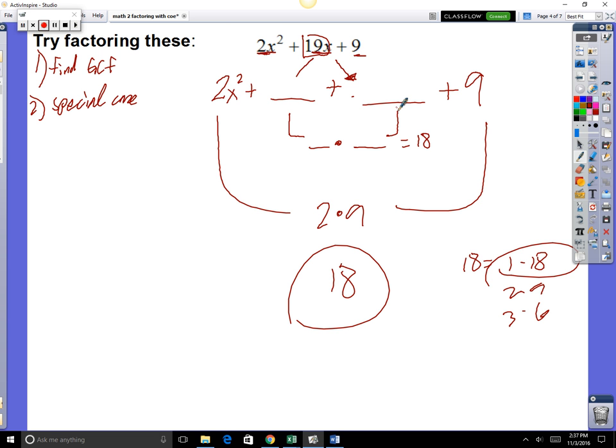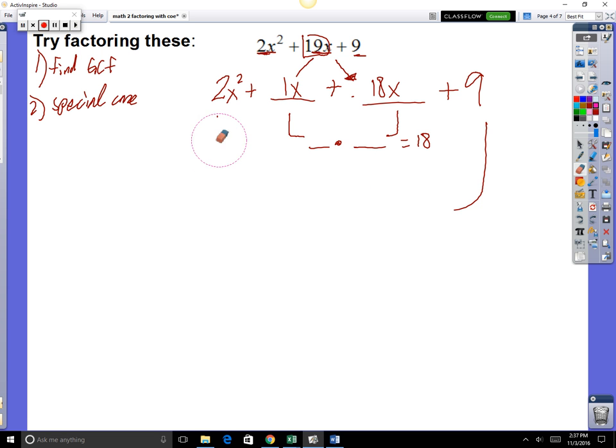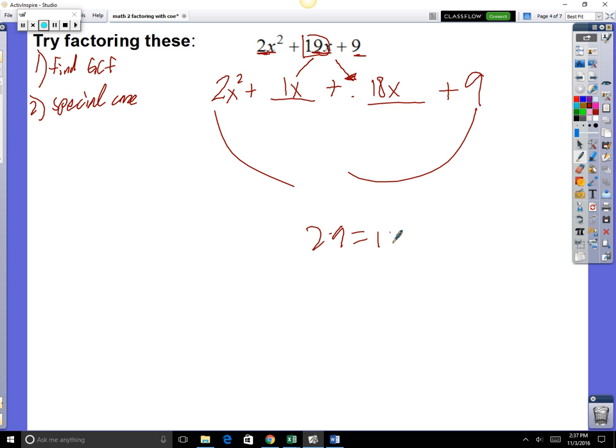And it does not matter where you put them. I can put the 18 here and the 1 here. Doesn't matter. So I'm going to go 1x plus 18x. The order does not matter. So now look what we've got here. I just went backwards 1 step. So I know 2 times 9 equals 18, check. 1 times 18 equals 18, check, check. And 1x plus 18x equals 19x.